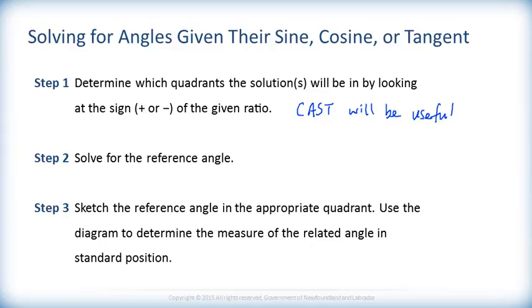Step 1 in the process will be to determine which quadrants the solutions will be in by looking at whether the ratio that we're given is positive or negative. That's where CAST will be handy. We solve then for the reference angle, and we sketch the reference angle in the appropriate quadrant and use it to help us determine the angle of rotation we are really looking for.